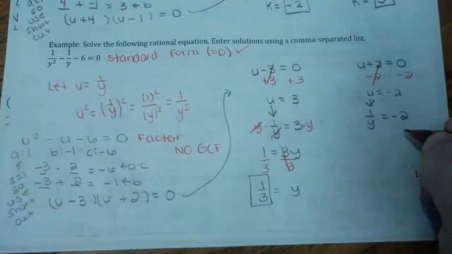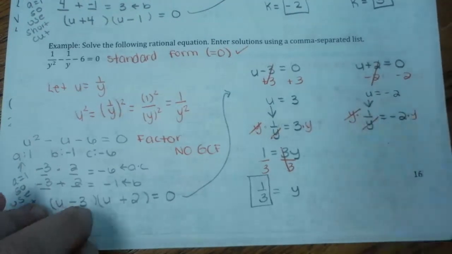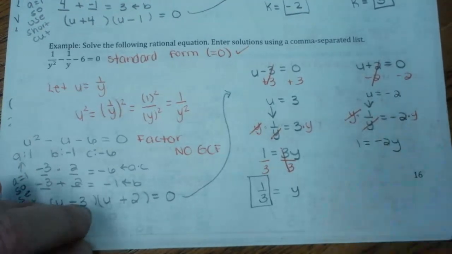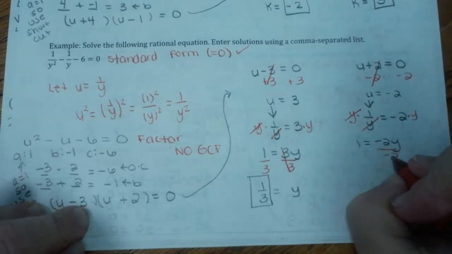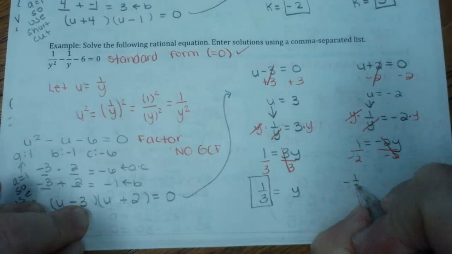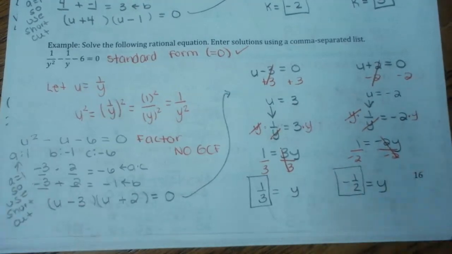Same thing over here, 1 over y equals negative 2. Multiply both sides by y to get that y out of the bottom. We're left with 1 equals negative 2y. Dividing both sides by negative 2. We're left with negative 1/2 equals y. So y equals positive 1/3 and negative 1/2.